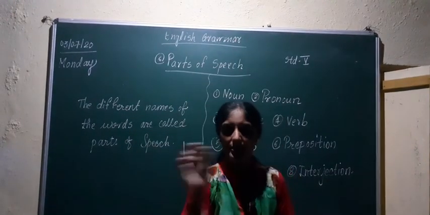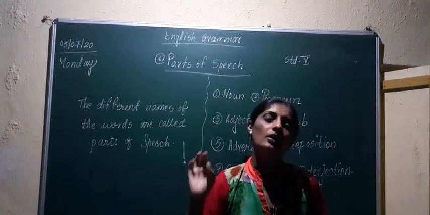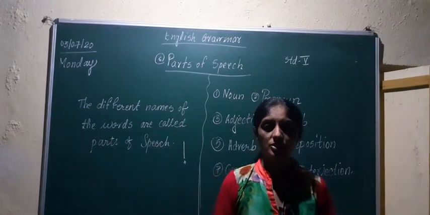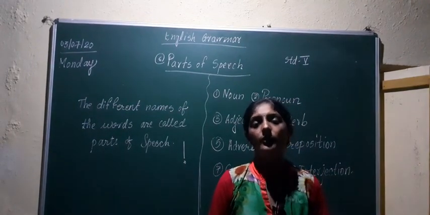You can write down the definition: what is noun, what is pronoun, what is adjective, what is verb, what is adverb, what is preposition, conjunction, interjection. Okay, do it on time and you can send it on the WhatsApp group for homework. Okay, thank you.